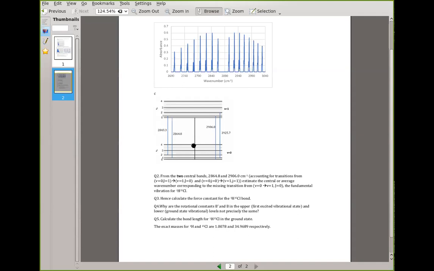And so once we're firmly back into pure vibrational spectroscopy, we can use everything that we have available to us to calculate the force constant.